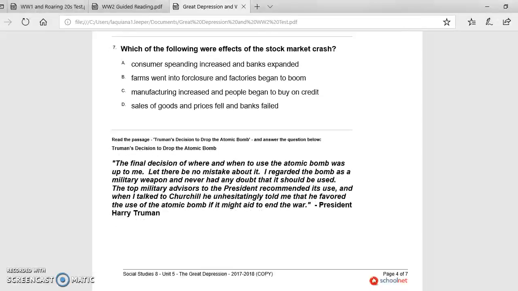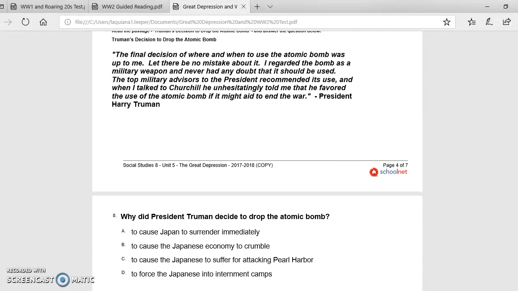So for number 8, I'm going to read the passage by President Truman, and this is his decision to drop the atomic bomb. He says, "The final decision of where and when to use the atomic bomb was up to me. Let there be no mistake about it. I regarded the bomb as a military weapon and never had any doubt that it should be used. The top military advisors to the president recommended its use. And when I talked to Churchill, he unhesitatingly told me that he favored the use of the atomic bomb if it might aid to end the war." President Harry Truman.